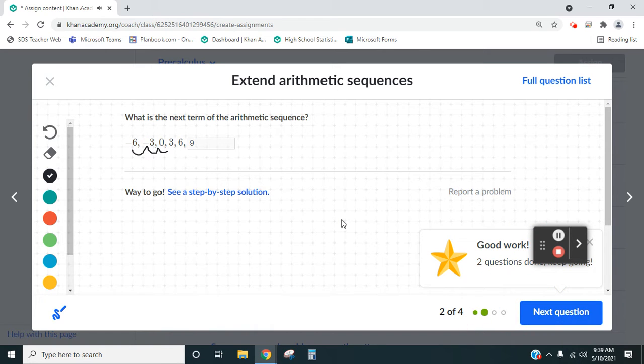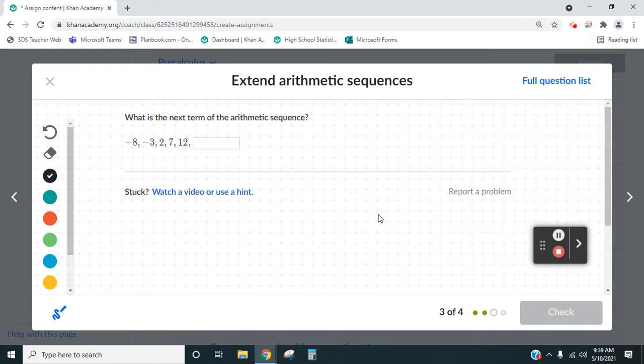That's the first one. An arithmetic sequence means you're going to add or subtract the same number over and over and over again. In this case, the constant difference is something you're going to need to know. The difference is 3. Okay.